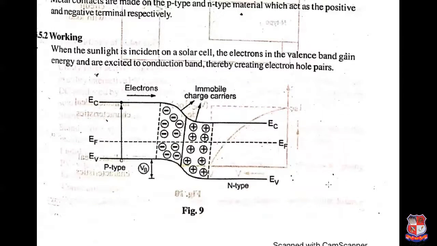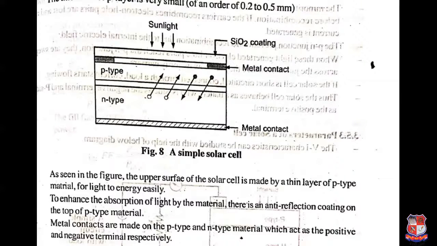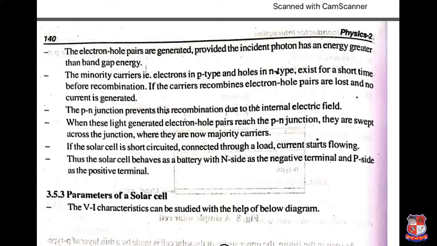Now we will discuss the working of the solar cell. When sunlight is incident on the solar cell, the electrons in the valence band gain energy and are excited to the conduction band, creating electron-hole pairs. Figure number 9 is the working diagram or energy level diagram of the solar cell. The electron-hole pairs are generated provided the incident photons have an energy greater than the bandgap energy.